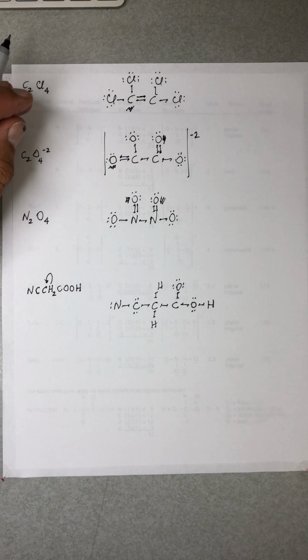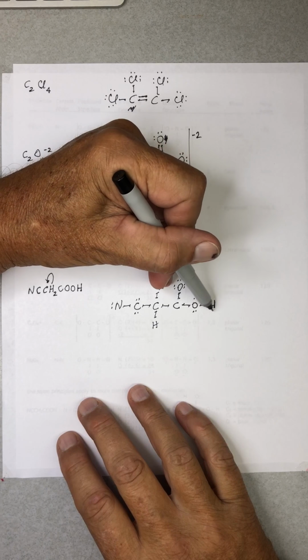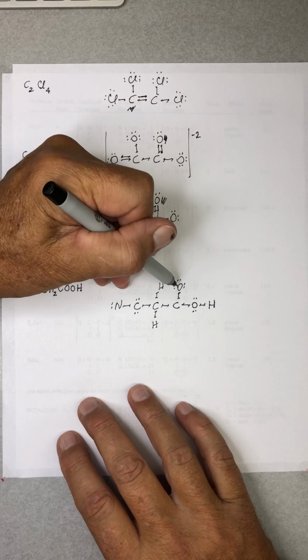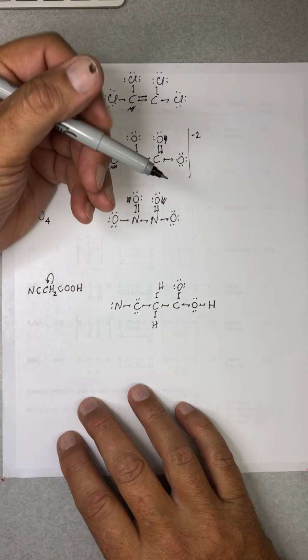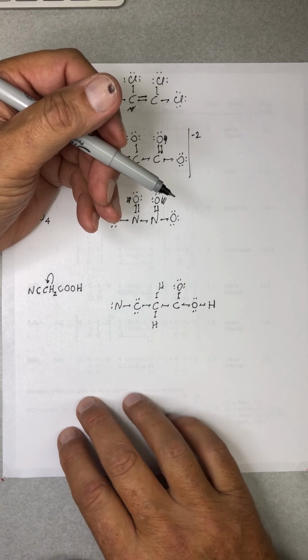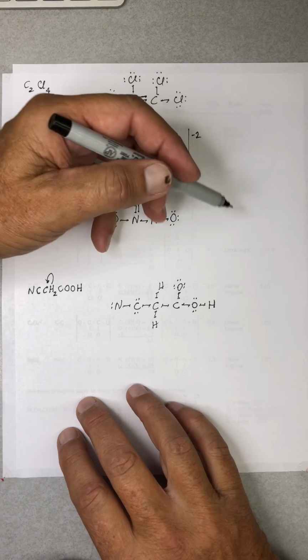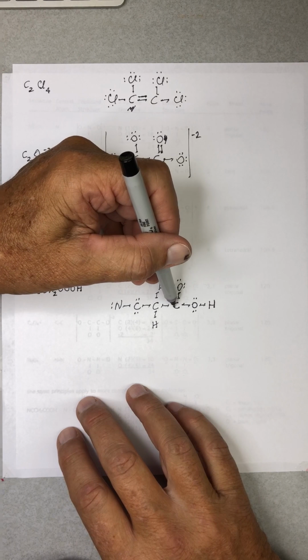Now I'm going to check for the duet and octet rules. So this hydrogen is happy. This oxygen, 2, 4, 6, 8, is happy. This one, 2, 4, 6, 8, is happy. That carbon, 2, 4, 6, not happy yet. So we need to share 2 electrons with it. So now, do I take it from this oxygen or from this oxygen?